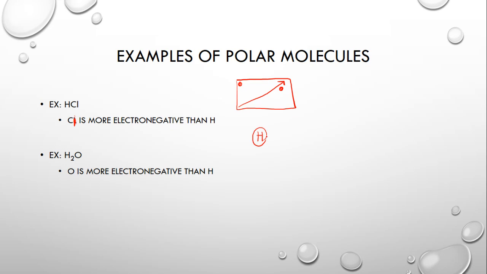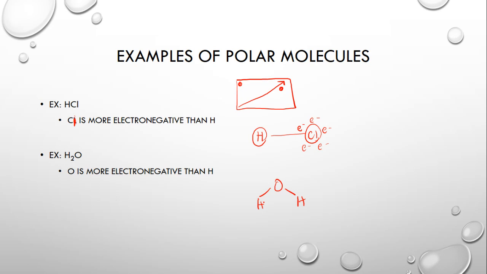So if we draw this out, here's our H and here's our Cl, and they are bonded together. What this means is that electrons are going to want to gravitate over here towards the Cl more often than they go to the H. It's going to give this a slight negative charge, and it's going to give this a slight positive charge.